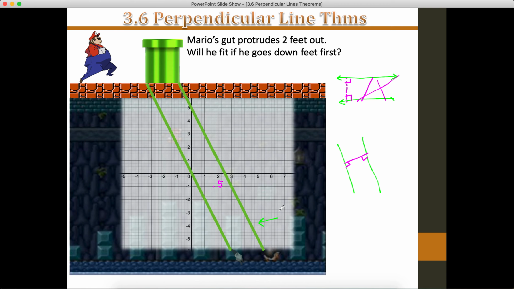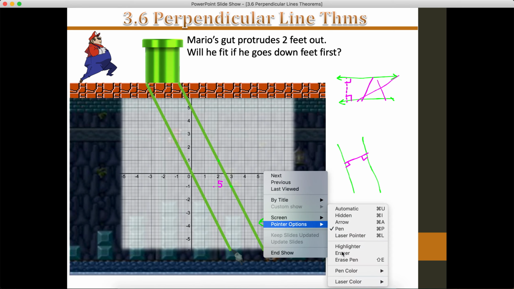So the slope of the green line is, let's just count. From here to here. That's down to right 1. So that's a slope of -2. Makes sense. The pipe's going down at an angle, and a rather steep one, so -2 makes sense.